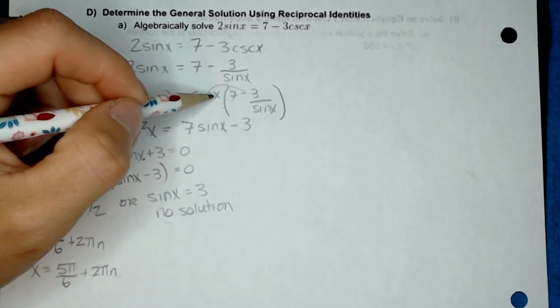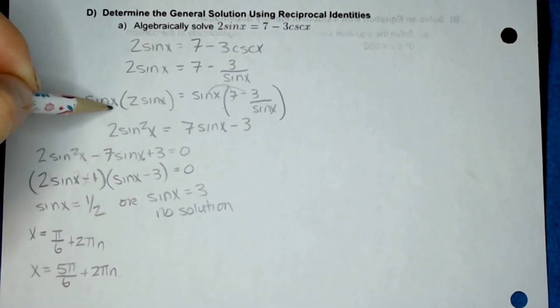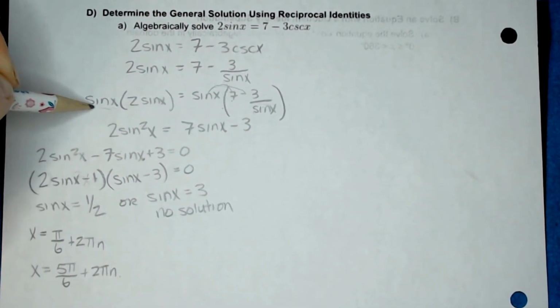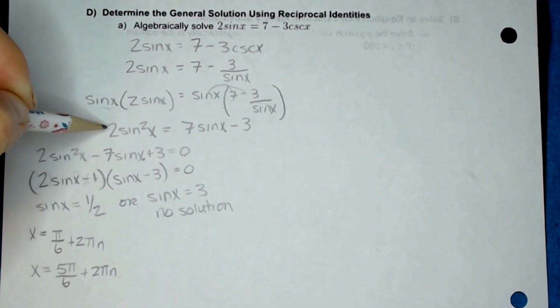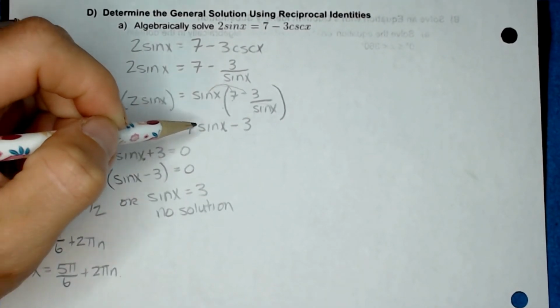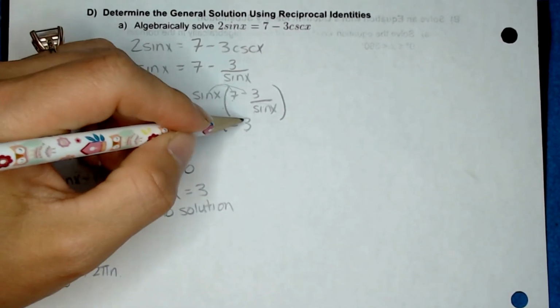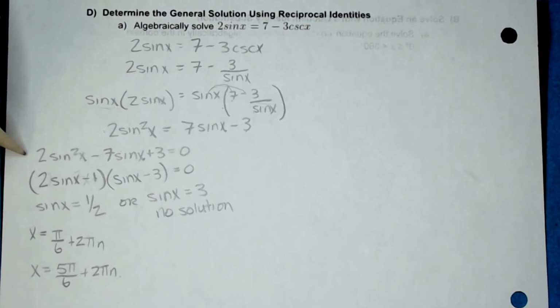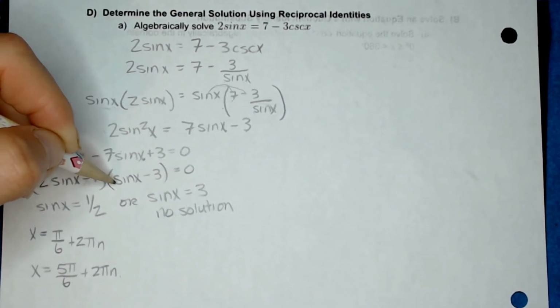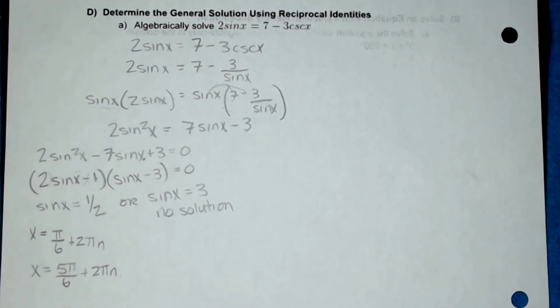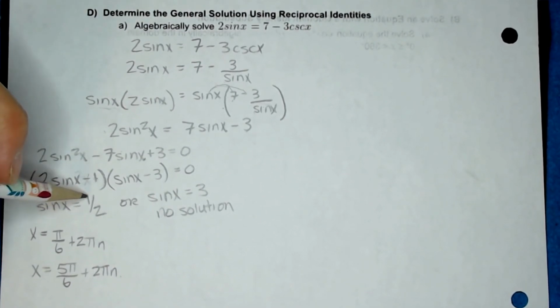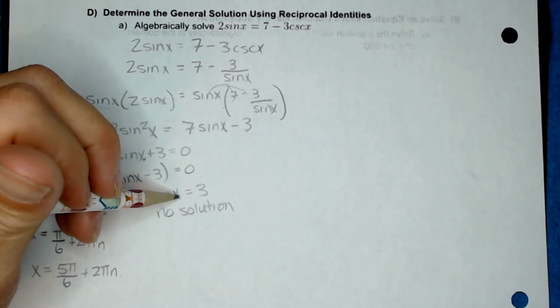And of course, whatever you do to the right-hand side, you also have to do to the left. So that's where this one comes from here. On the left-hand side, we end up with 2 sine squared x is equal to 7 sine x minus 3. Once you're at this point, you just isolate all the variables to the left and then factor. So 2 sine x minus 1 and sine x minus 3 will be the factors of that equation. And then we just solve for each factor. So sine x equals 1/2 or sine x equals 3.